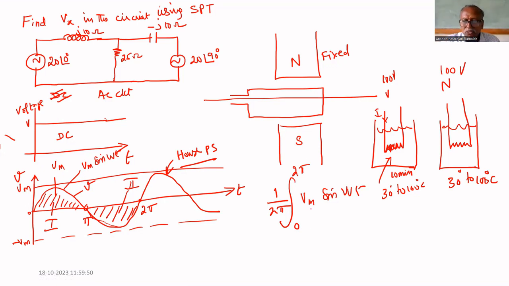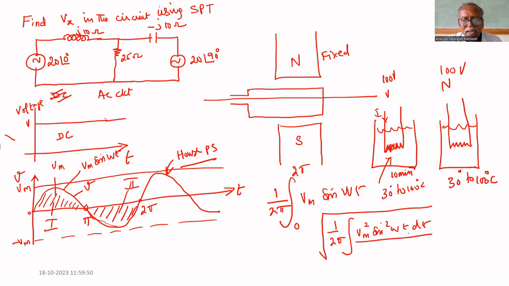Root mean square value means a square root is required, because root. Mean means you need the average, 1 by 2 pi. Root mean means you have to integrate, then find the average. So the square root of the integral of Vm squared sine squared omega t dt.